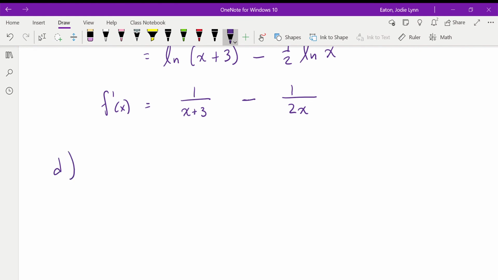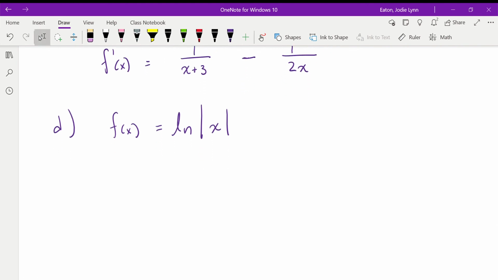So let's take a look at the derivative of f of x equals ln of the absolute value of x. Because as we get into integration, we're going to be sort of reversing the process of the derivative. And so what do we do if we have something where the derivative involves x's that aren't necessarily going to be positive? So we're going to look at f of x as ln of the absolute value of x.